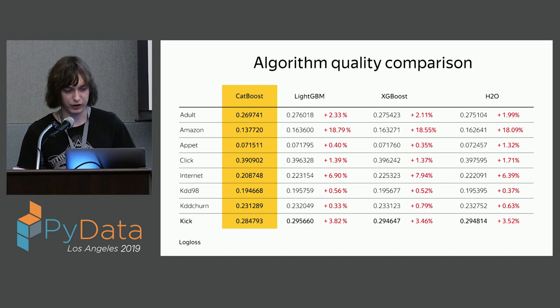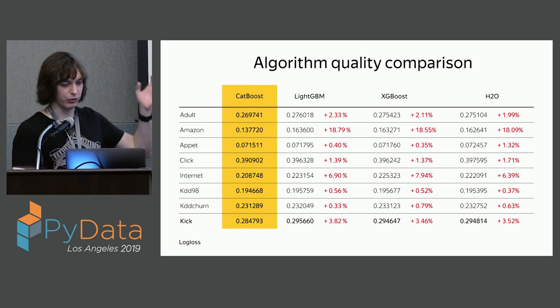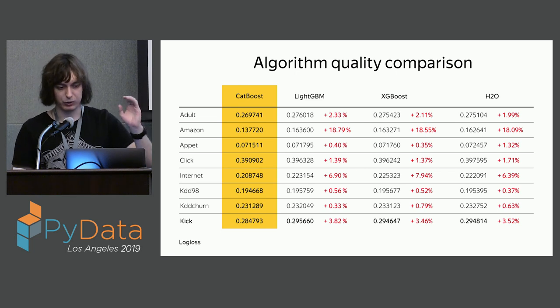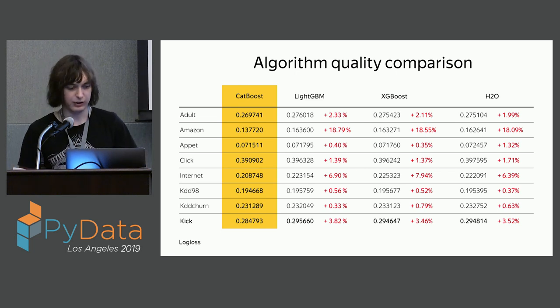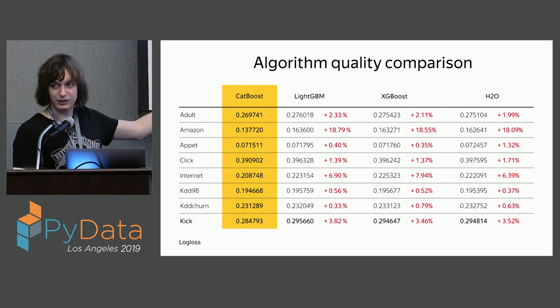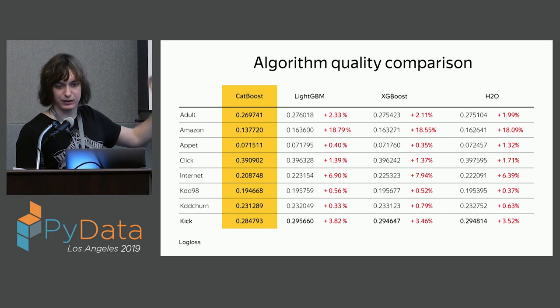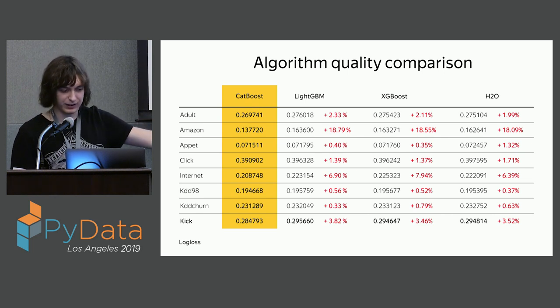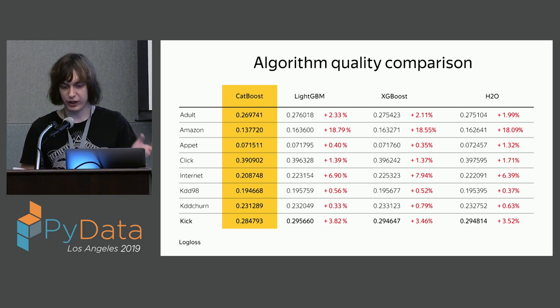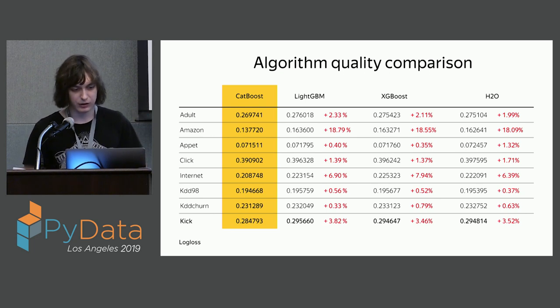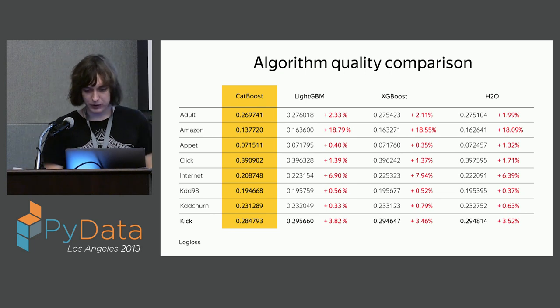datasets with categorical features. When we released CatBoost in open source, we made a comparison of our library and other boosting libraries on datasets with categorical features for a classification problem. And here on the slide are the results, compared by logarithmic loss, which is what each library was optimizing. And as you can see, CatBoost outperformed all other libraries in terms of quality.